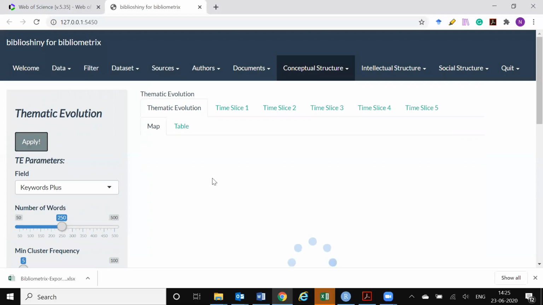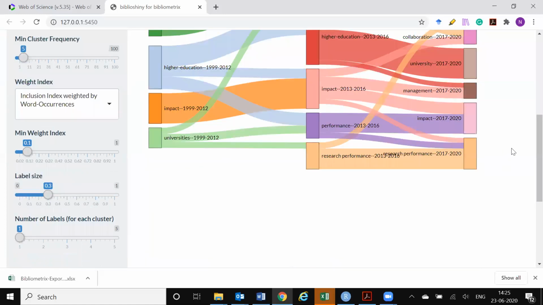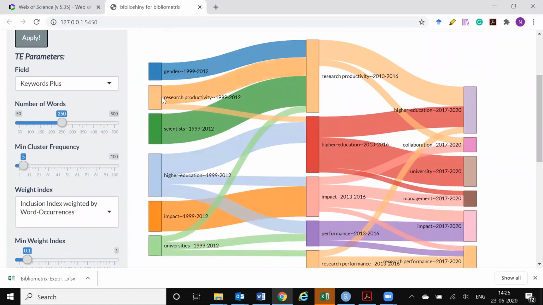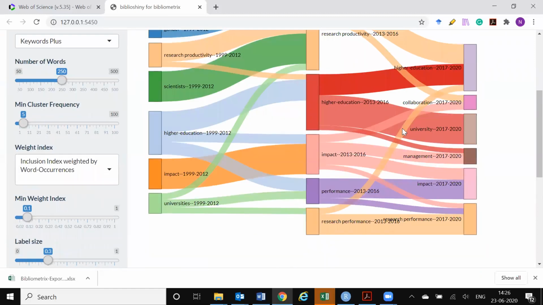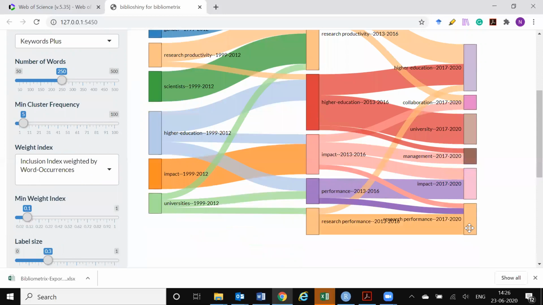So I am going to be using these as time slices to see how conceptually the theme has evolved within these three time slices. Now you can see the way it is showing is that there was gender, research productivity, scientists, higher education, impact, and universities, and these themes have sort of culminated into higher education, research productivity, collaboration, management, impact, and research performance.